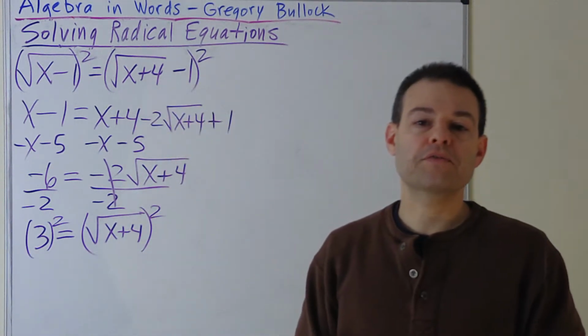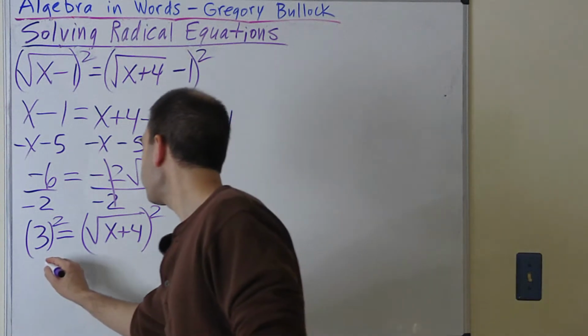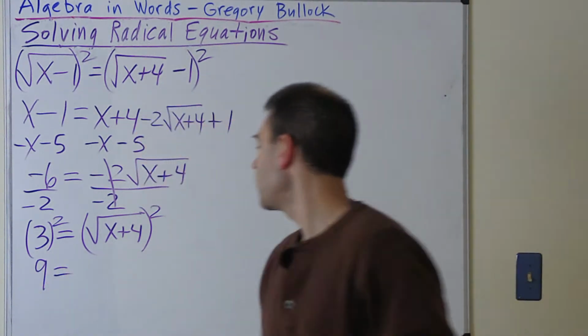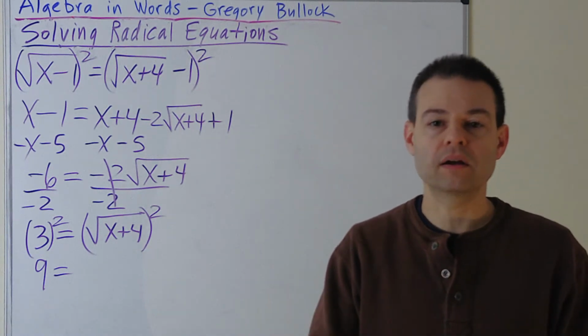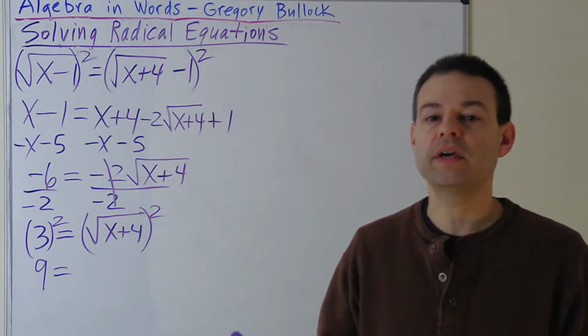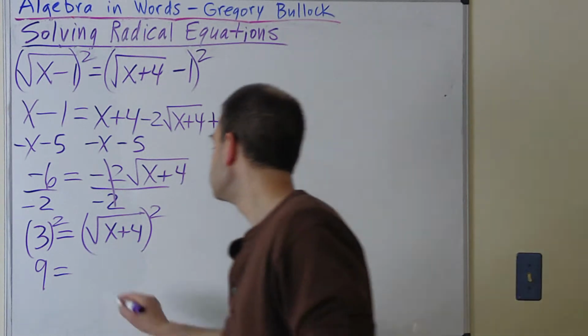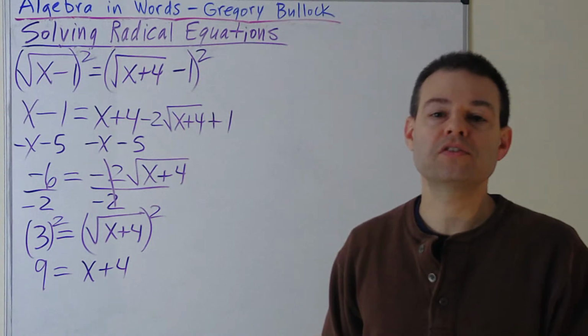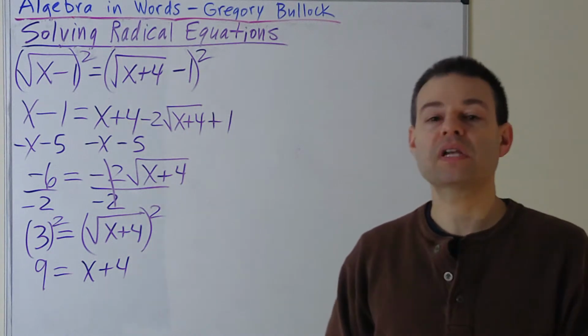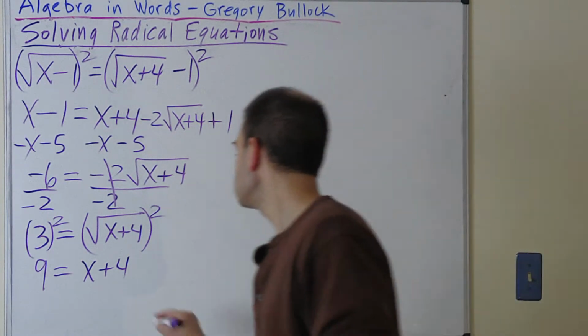On the left, 3 squared is 9. And on the right, the square root of x plus 4 squared will eliminate the radical, leaving x plus 4. And now all we have to do is subtract 4 from both sides to isolate x.